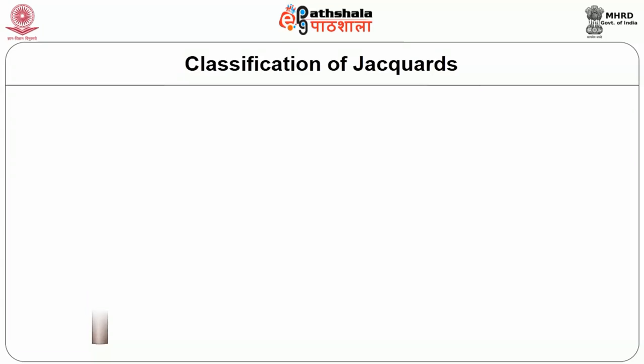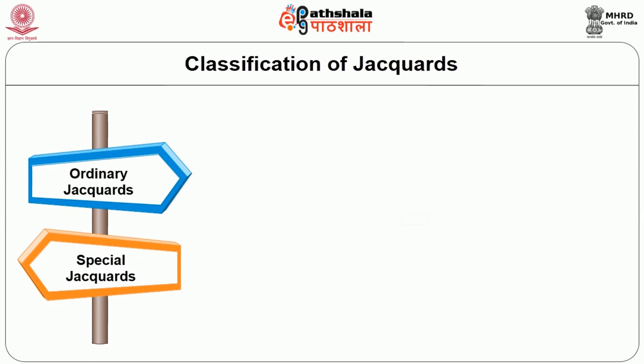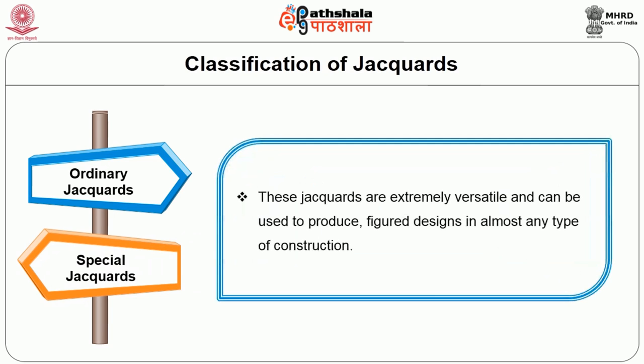Okay, so what I mean to say is that a very large design depending on hundreds of ends and picks could be manufactured easily using a Jacquard, because each and every thread is independently handled, independently operated by a Jacquard machine. As to how the Jacquard is classified, primarily they are broadly classified as an ordinary Jacquard and a special Jacquard. So what is this ordinary Jacquard? These Jacquards are extremely versatile and can be used to produce figure designs in almost any type of construction.